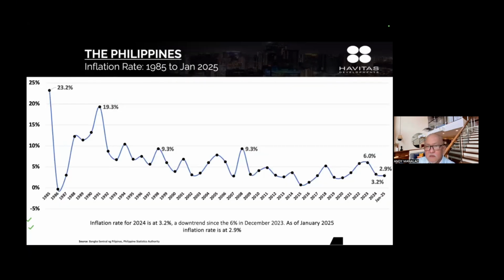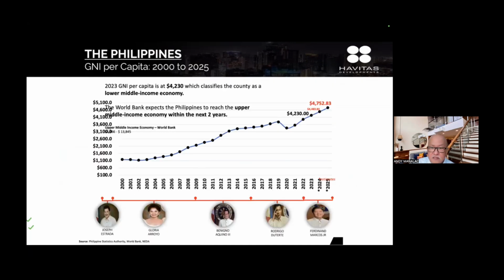Okay, so I will not expound on this anymore. We'll focus directly mamaya dun sa region, sa growth and regions.